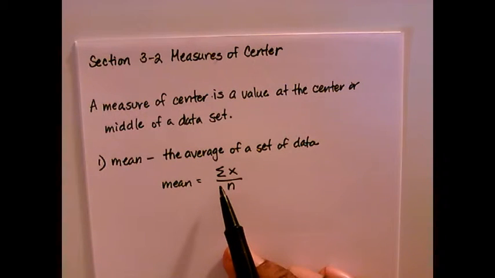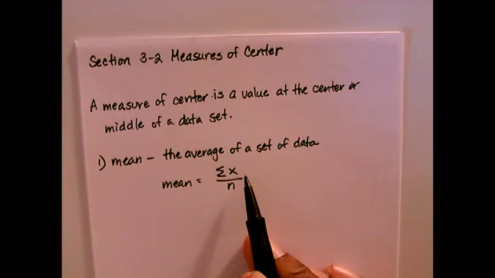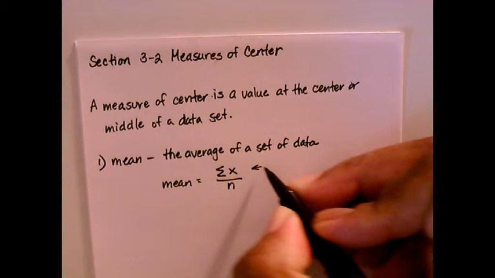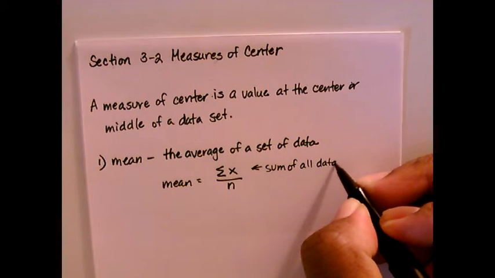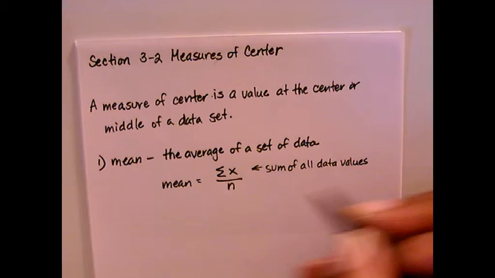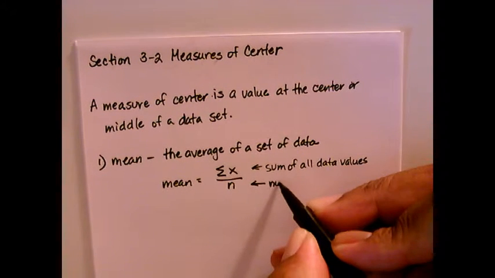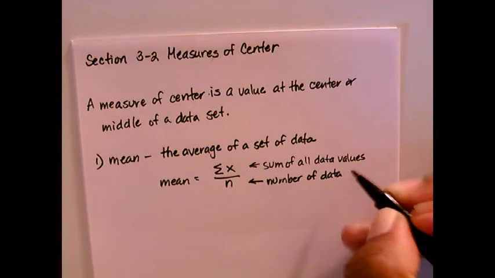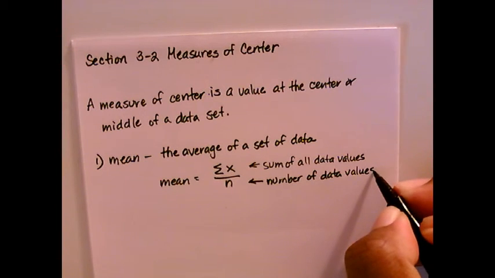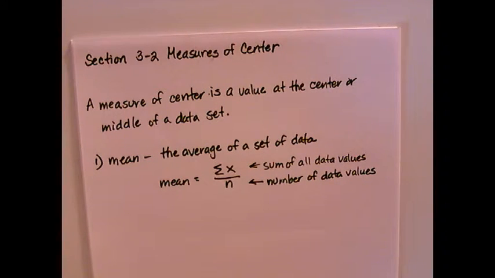Now this Greek letter sigma means find the sum of all your x values, so here this represents the sum of all data values. And your n represents the number of data values that you have. So you just take the sum of all of your data values and divide that by the number of data values in that set of data.